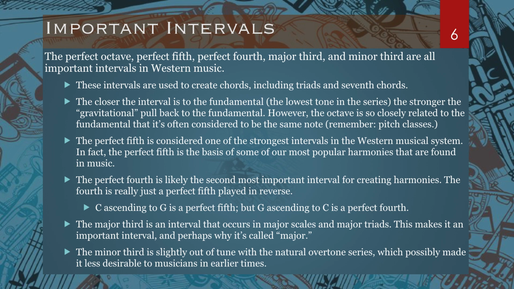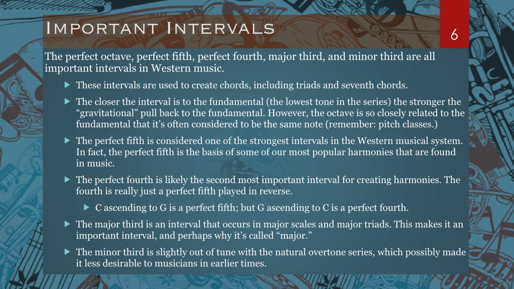So this next point, C ascending to G is a perfect fifth, but G ascending to C is a perfect fourth. You reverse those and you get the opposite correlation. So the major third is an interval that occurs in major scales and major triads. These are the chords, the harmony that build a piece. This makes it an important interval and perhaps why it's called major.